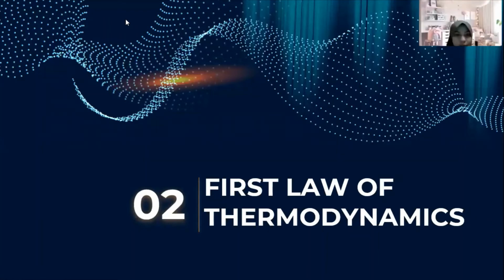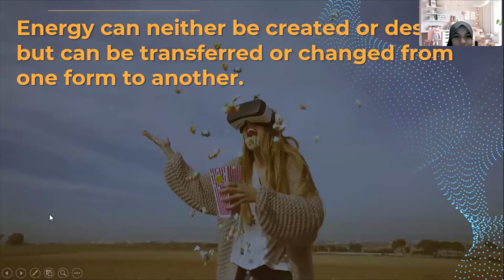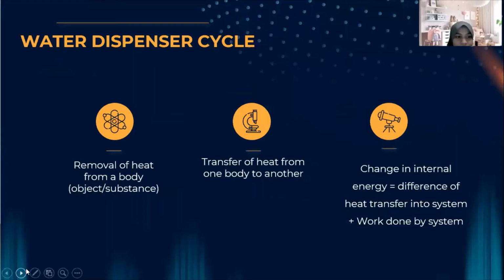Okay, thank you Siti Raudah. Now I will explain about the first law of thermodynamics. The first law of thermodynamics is that energy can neither be created nor destroyed, but can be transferred or changed from one form to another. Here we have three water dispenser cycles: removal of heat from a body, transfer of heat from one body to another, and change in internal energy equal to the difference of heat transfer plus the work done by the system.